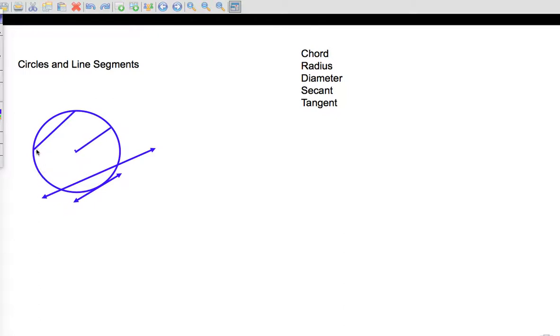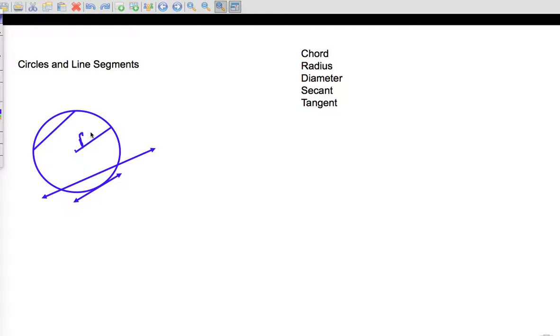A chord is a segment whose endpoints are on the circle itself. So that would be a chord. The longest possible chord on any circle would be its diameter. A secant is a line that goes through the circle in two places. So it intersects the circle at 2 points. And a tangent just touches the circle at 1 point.